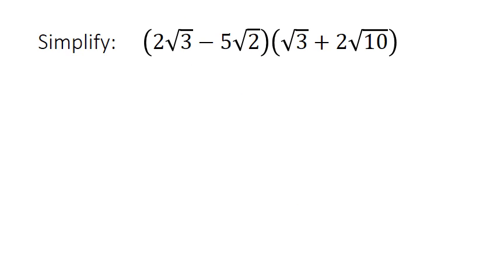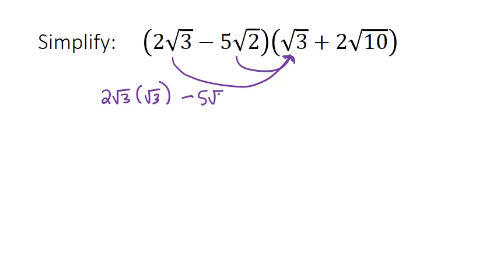To multiply these radicals, we're going to FOIL. So the first thing we're going to do is we're going to multiply 2 root 3 times root 3. So we have 2 root 3 times root 3. Then we're going to multiply negative 5 root 2 by root 3. So we have minus 5 root 2 times root 3.